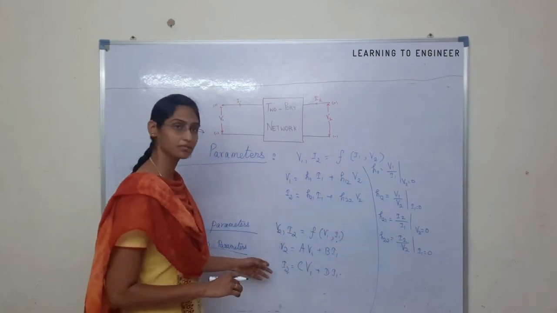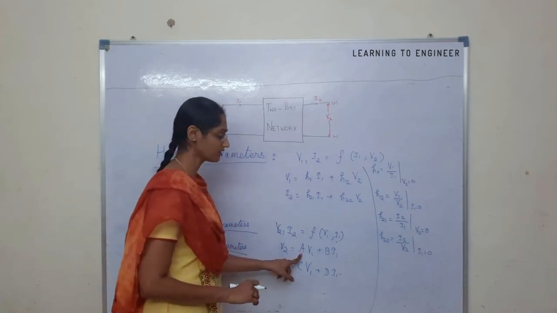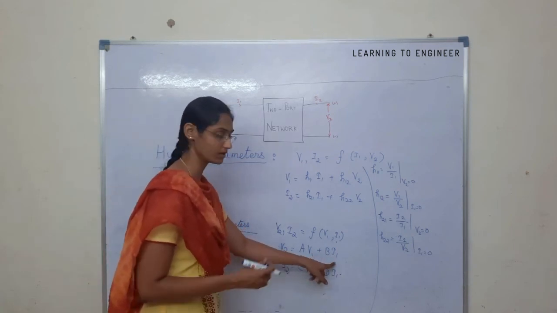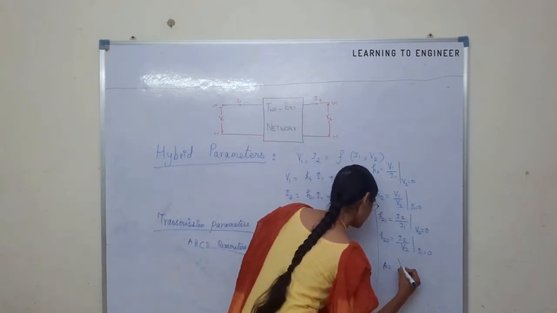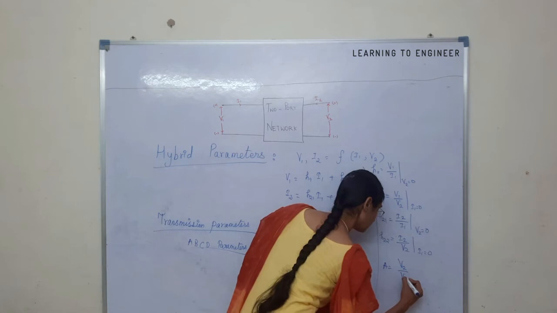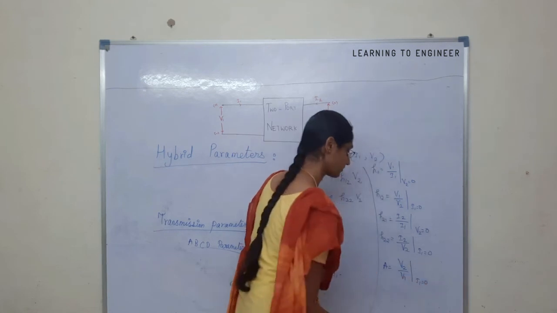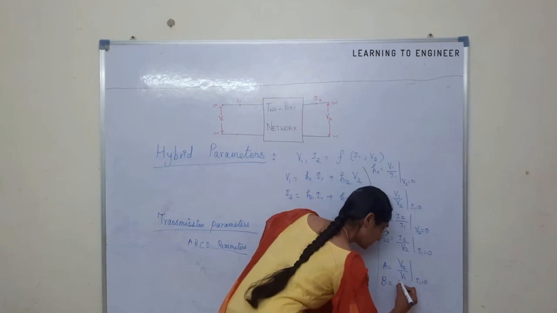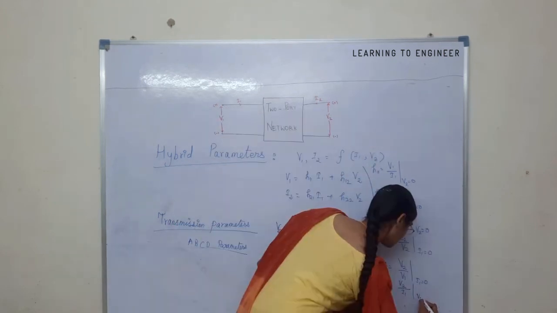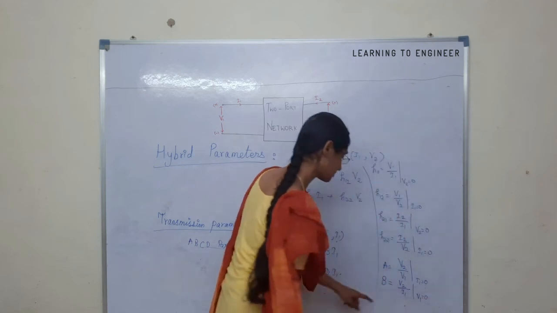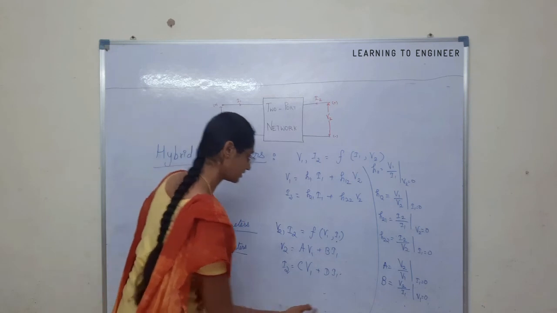Now we will see ABCD parameters or transmission parameters. So similarly, how will we find out A? We will make this term 0 by making I1 as 0. So A is equal to V2 divided by V1 when I1 is 0. What is B? B will be V2 divided by I1 when V1 is 0. So similarly, I'll write C and D here.